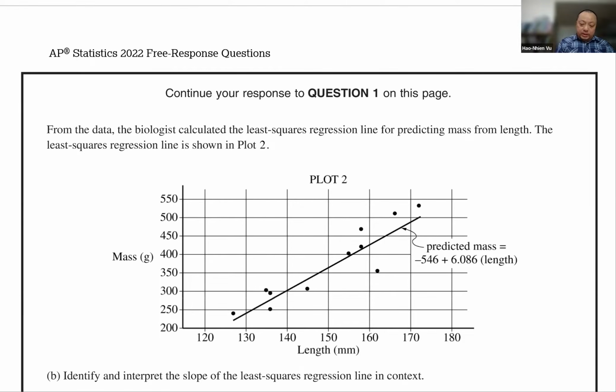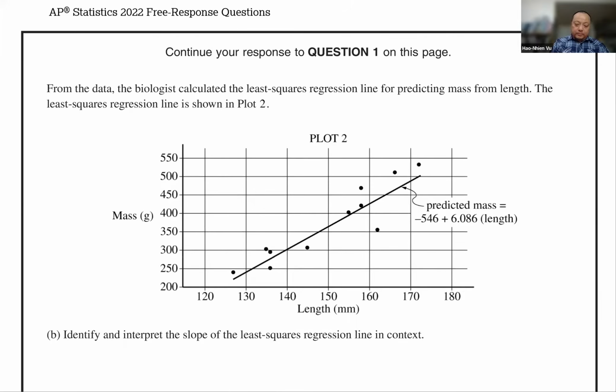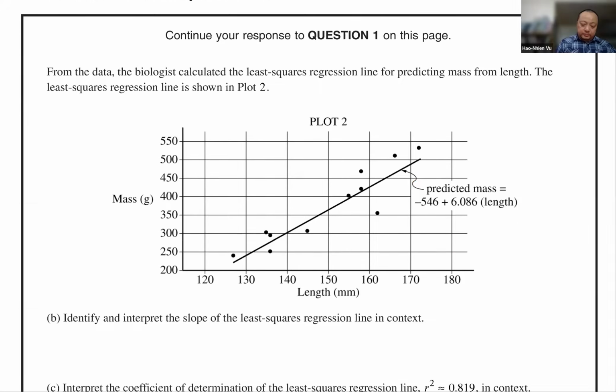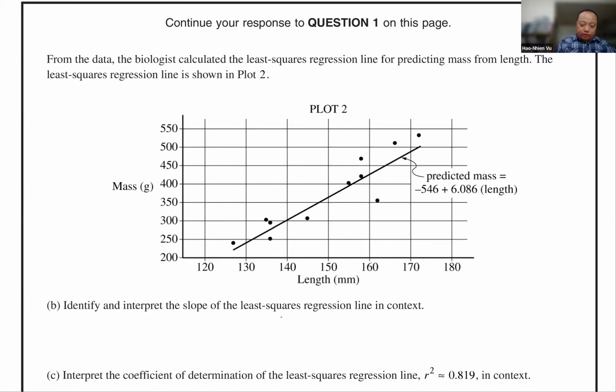Now, continuing on. From the data, the biologist calculated the least square regression line, that's the solid line there, for predicting mass from length. The least square regression line is shown in plot 2. And here it is, predicted mass is equal to that equation. Identify and interpret the slope of the least square regression line in context. Again, the word context means you must use words for the variables and the sample or population as the case may be.